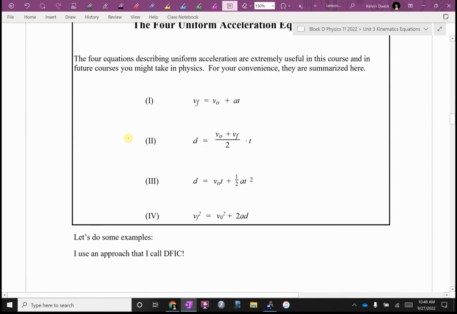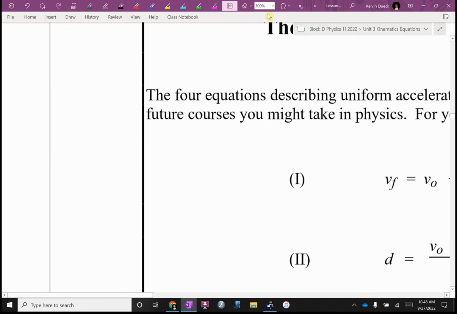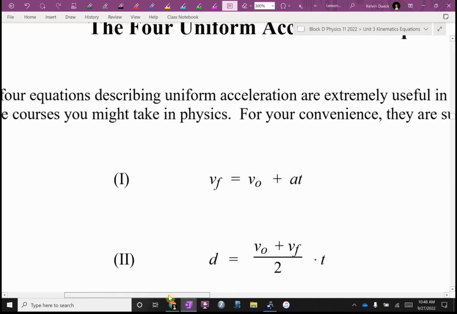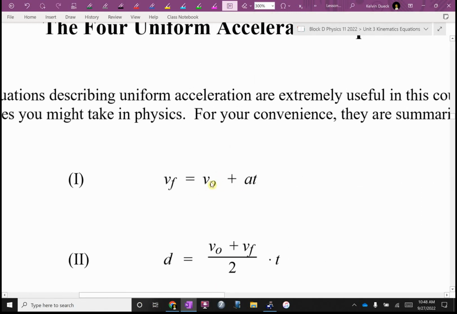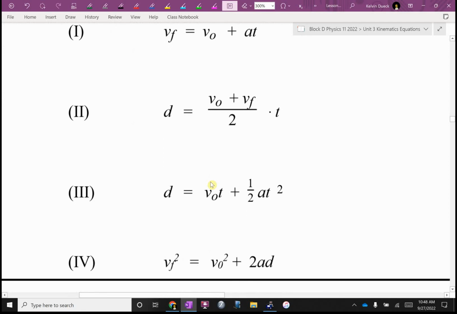A little notation. I use I for initial and F for final. In Britain, instead of using I for initial, they'll often use a little 0 for initial, and they'll call that V0, because they're saying at time 0, that's what you were going. And I'm fine with that as well. I'm just showing you these slightly different versions of those 4 equations.